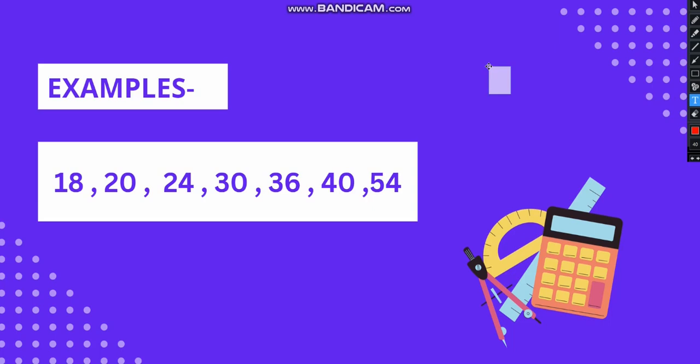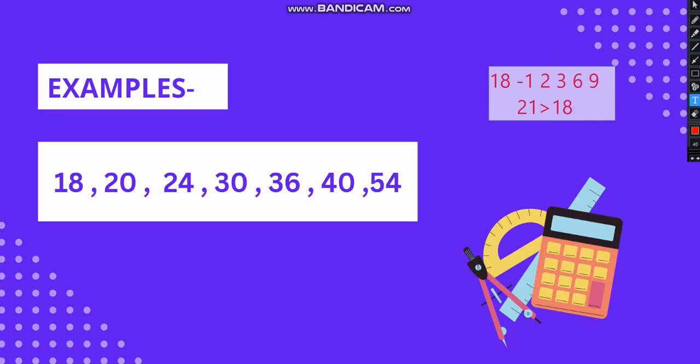Okay, so let's take 18. The factors of 18 are 1, 2, 3, 6 and 9. Now the only condition of an abundant number is that we don't have to include the number itself. So after adding these 5 factors, that is 1, 2, 3, 6, 9, I get 21, which is greater than 18, and 18 is the number.